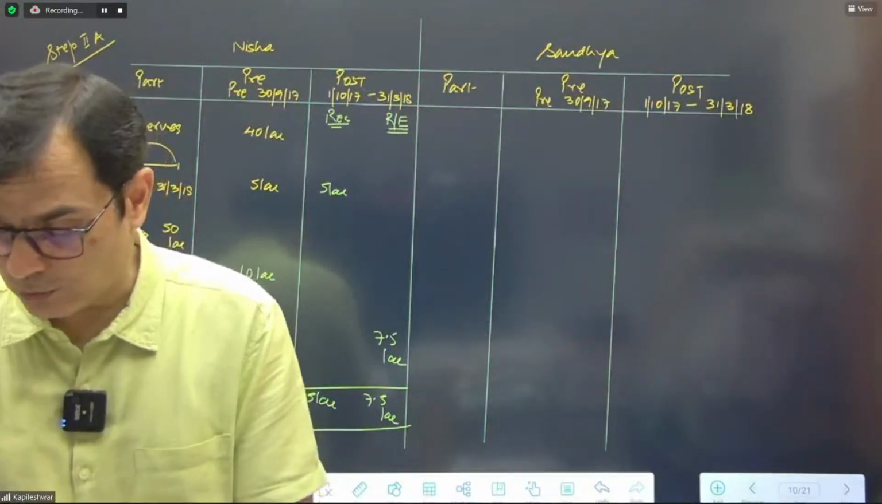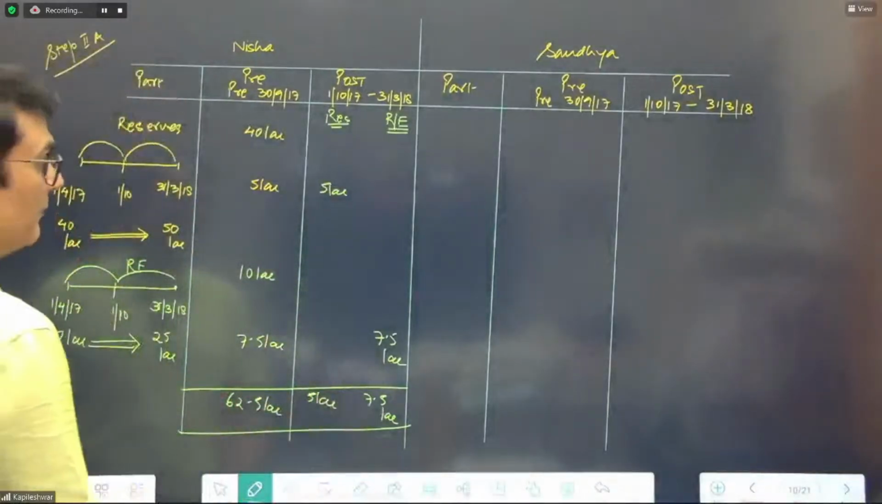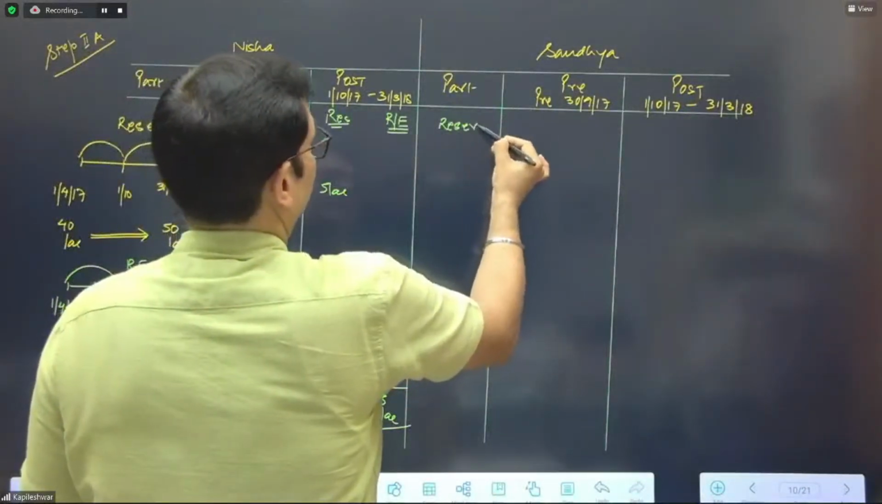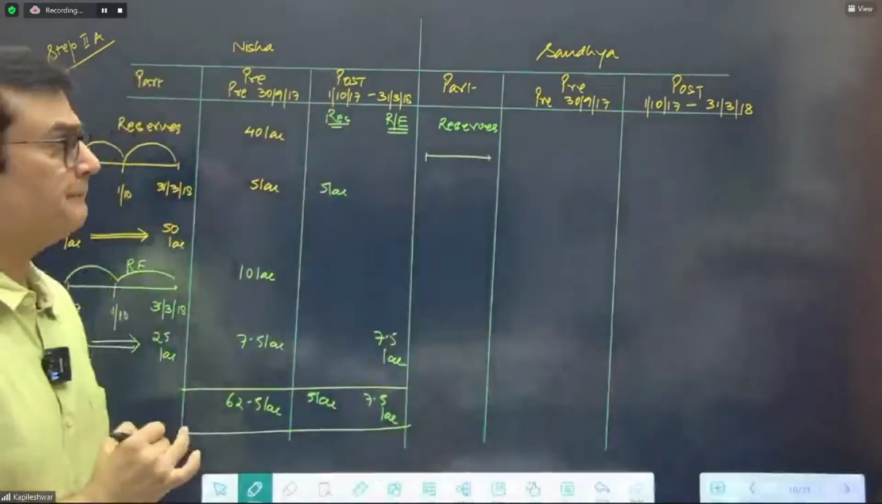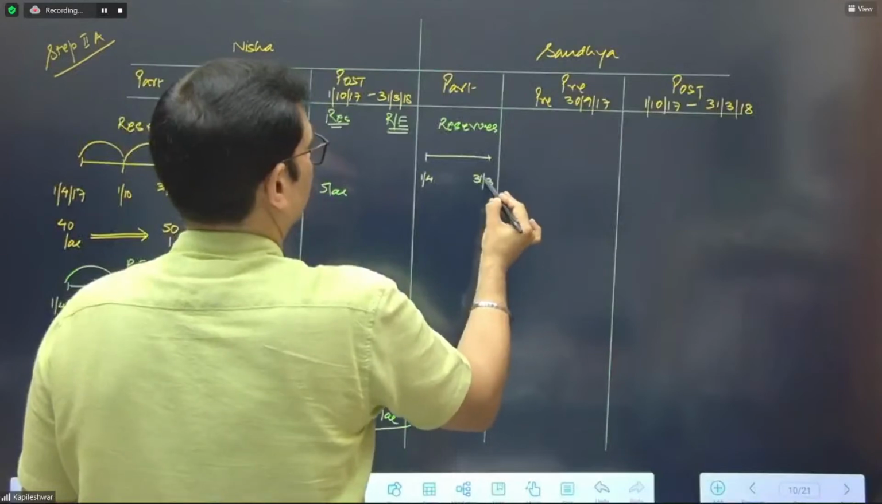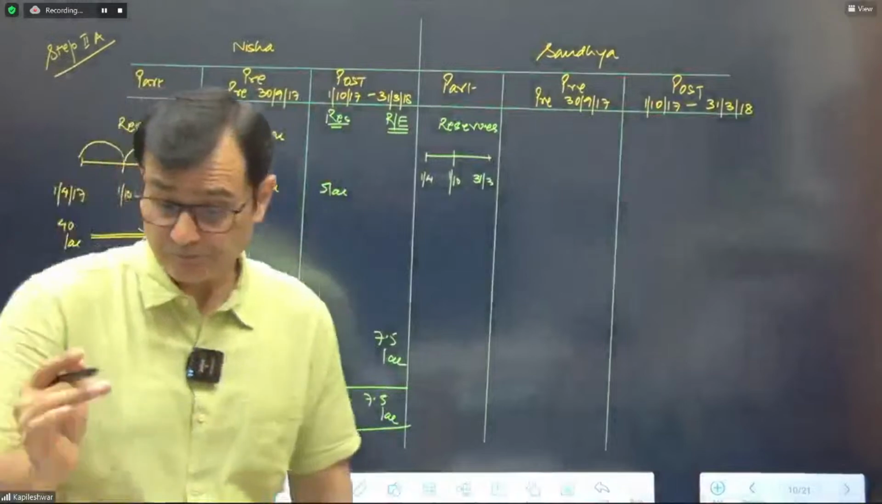Now we are going to go to the analysis of the Sandhya company in a similar manner. So let's consider the balance sheet, and let's consider the reserves, and let's create a time scale again. So we're going to consider 1st April and 31st March, and 1st October in the middle is the acquisition date.